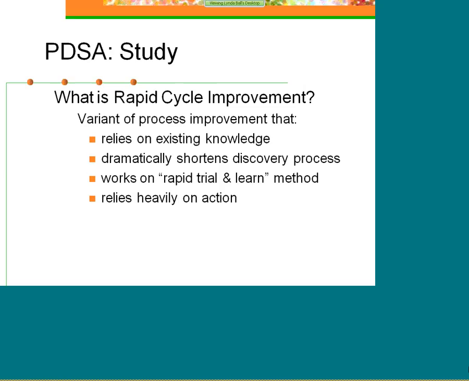And so I can contribute that knowledge to the group so that we don't have to try to figure it out. We already kind of know that it's there. This dramatically shortens the discovery process. And then we can work on a rapid trial and learn method. And you have to put something into action. That's what rapid cycle is all about.